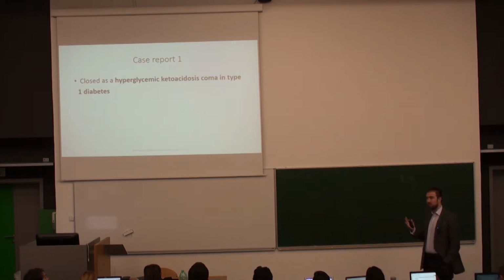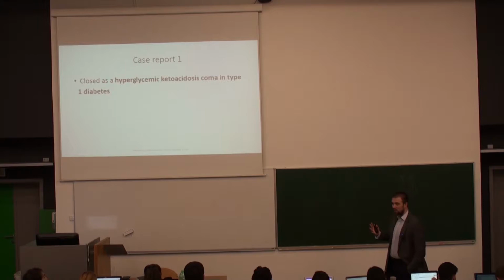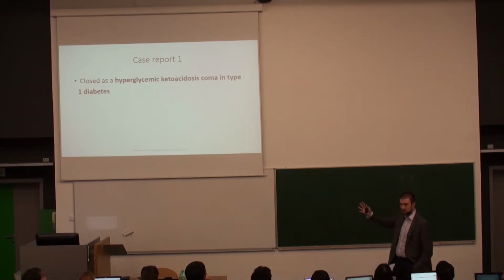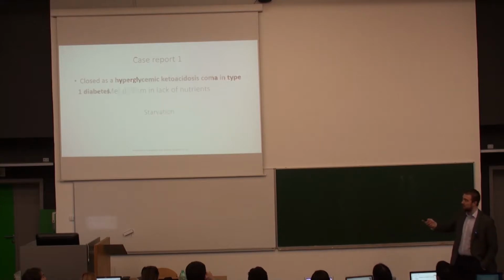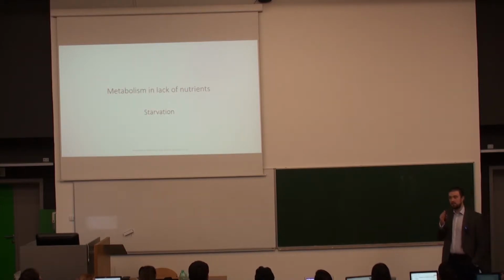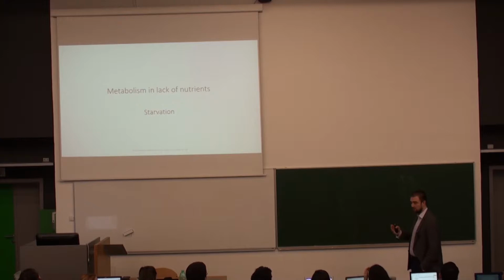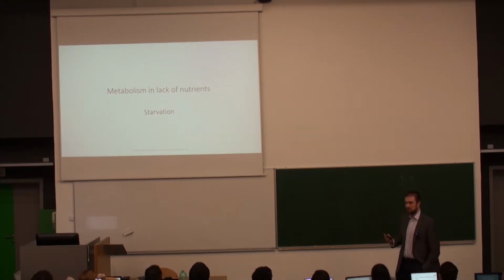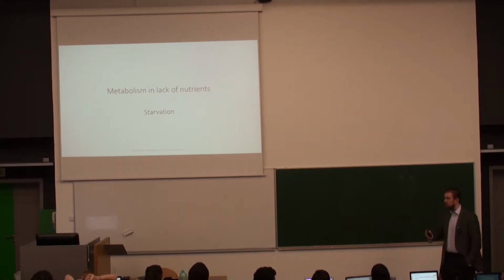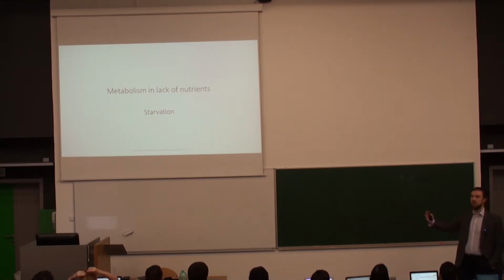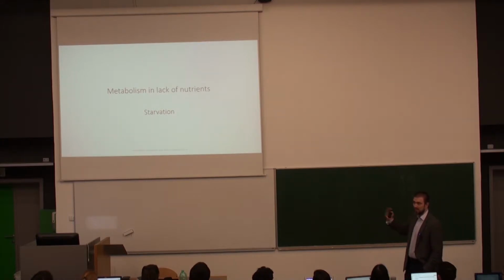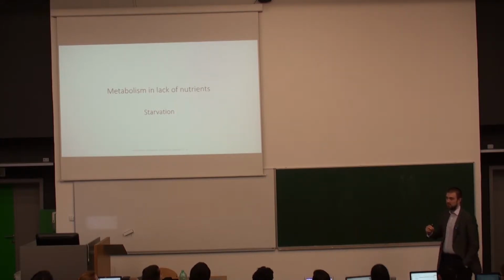And right now I will try to show you how we can explain these changes that you saw in this patient. First we will start with the state of the patient during starvation. We will try to connect the knowledge that you have about what happens in starvation. And from this I will try to go to type 1 diabetes to be able to see why we have these lab results in these patients.